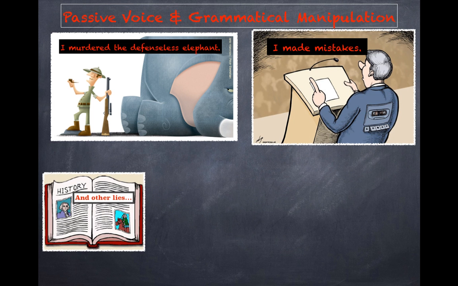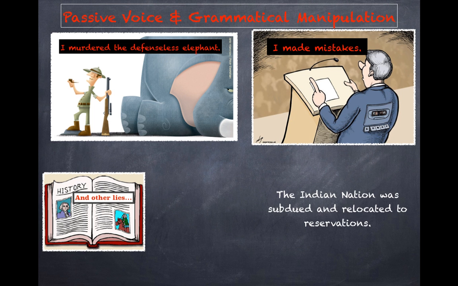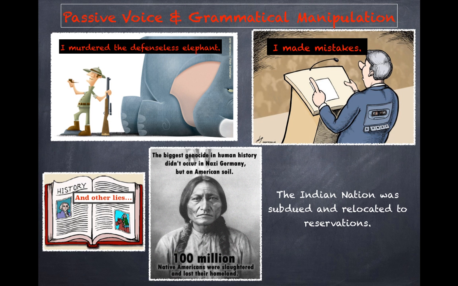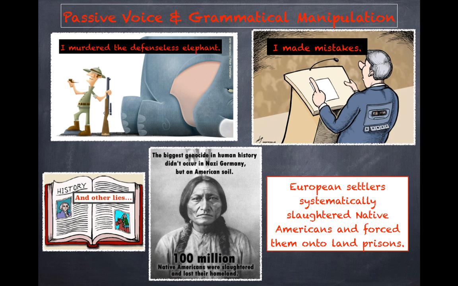Even history books use the passive voice when whitewashing historical events. What is written? "The Indian nation was subdued and relocated to reservations." What it means: European settlers systematically slaughtered Native Americans and forced them onto land prisons. Active voice tells a very different tale.